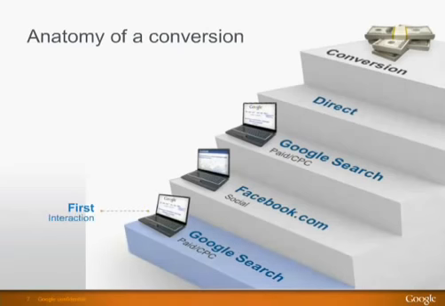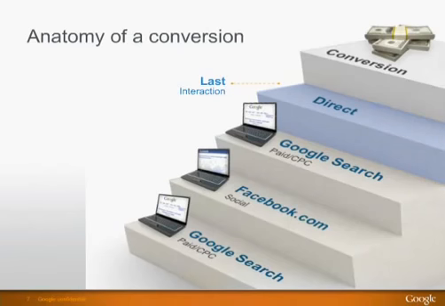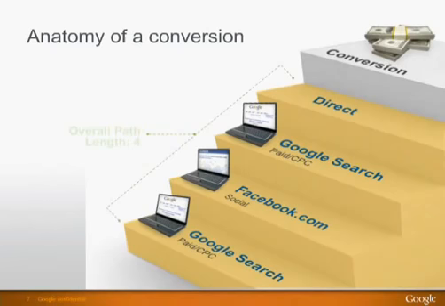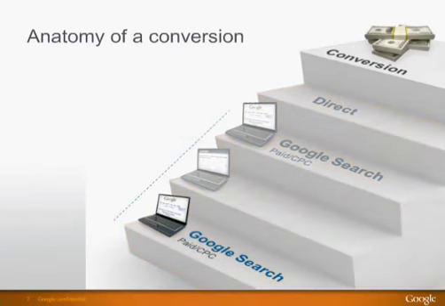So there's the first interaction, which is the Google paid search in this example. All of the touch points that occur prior to the last interaction we call assist interactions. So these would essentially be a set that when looking only at the last click model, you wouldn't be paying attention to. And then, of course, there is the last interaction. And this would typically be what you'd be looking at today.